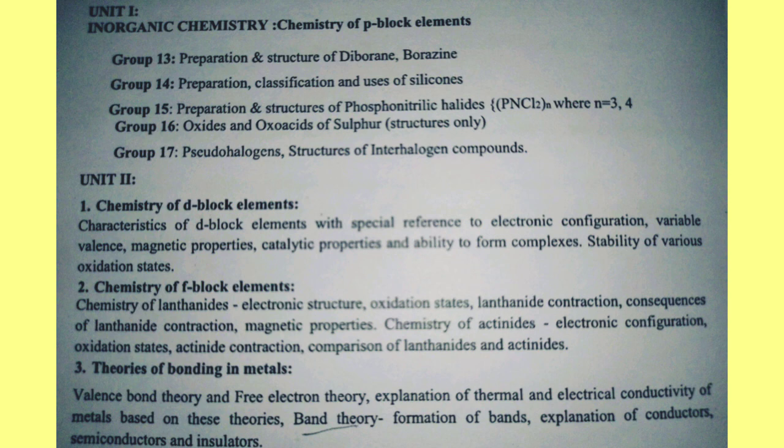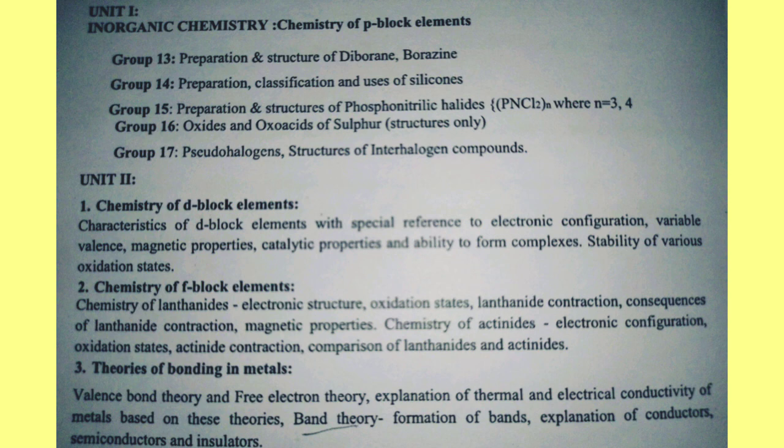Next, we have to discuss lanthanide contraction and actinide contraction, what the consequences are, electronic configuration, and comparison between lanthanides and actinides. Finally, in the second unit, the third part is theories of bonding in metals. Here we have 3 theories, mainly valence bond theory, free electron theory and band theory, and also explanation of thermal and electrical conductivity.